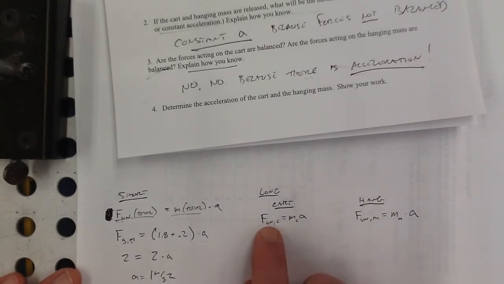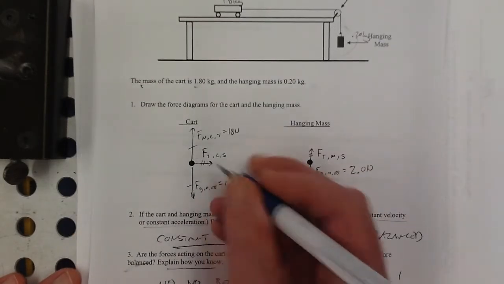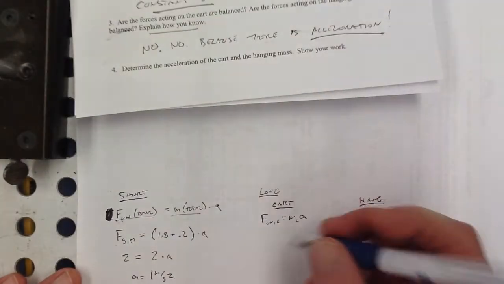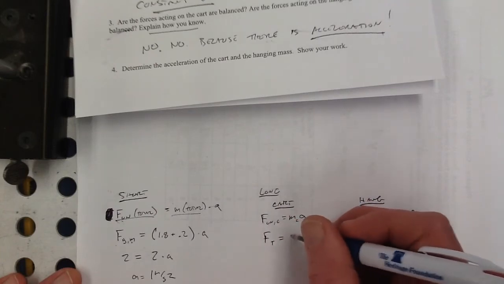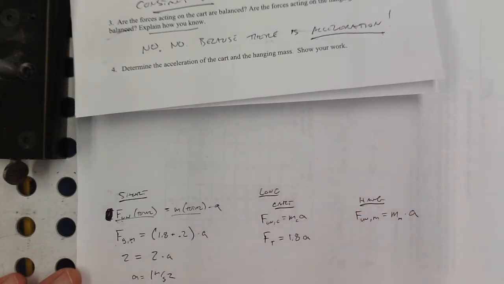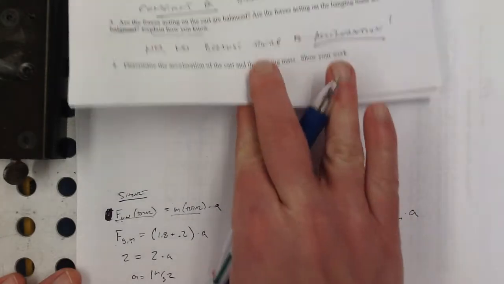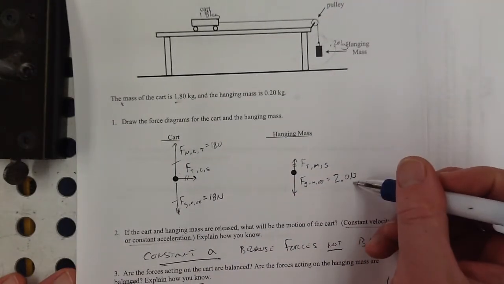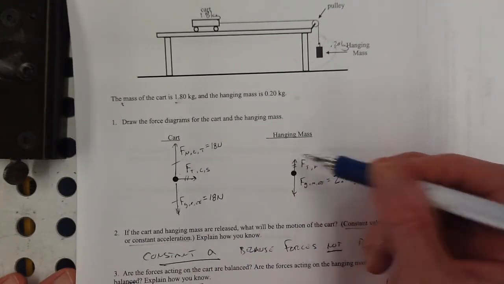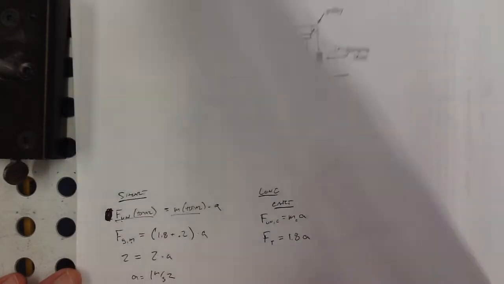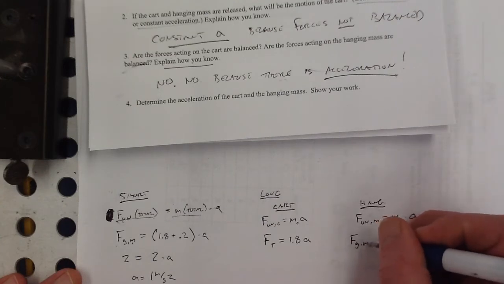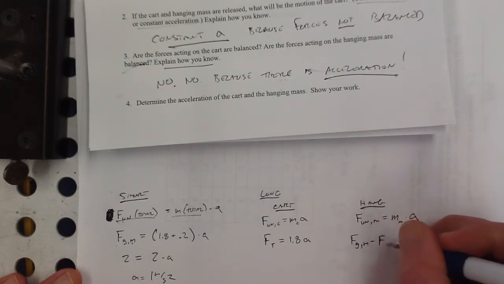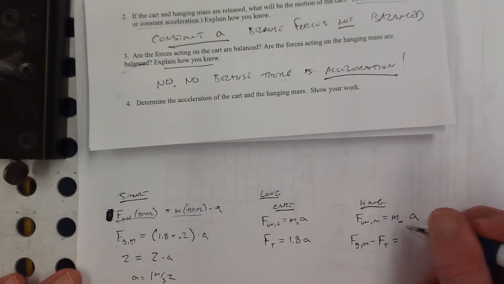So what's the unbalanced force on the cart? It's that force of tension. And I don't know what that is. I do know the mass of the cart. I don't know the acceleration. What's the unbalanced force on the hanging mass? Well, winner minus loser, so it's force of gravity minus tension. Force of gravity on the hanging mass minus the force of tension, and that's equal to the mass of the hanging mass times acceleration.